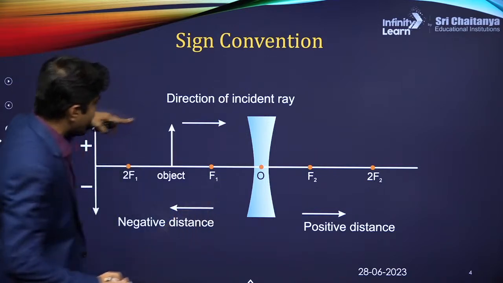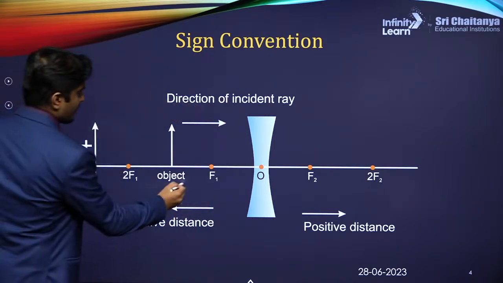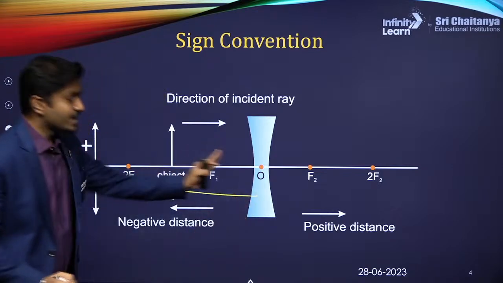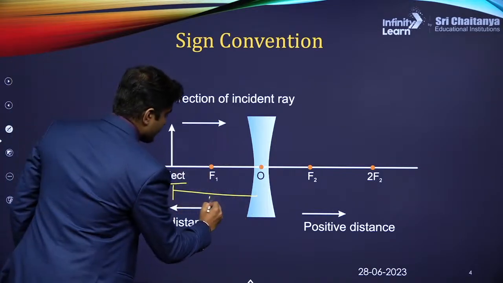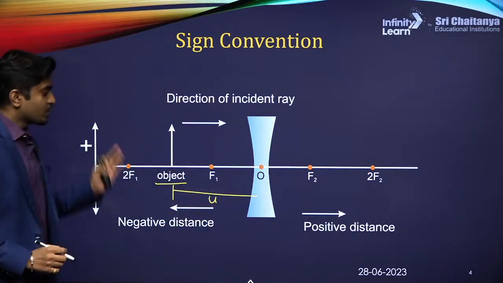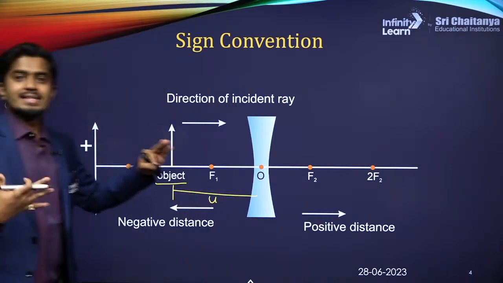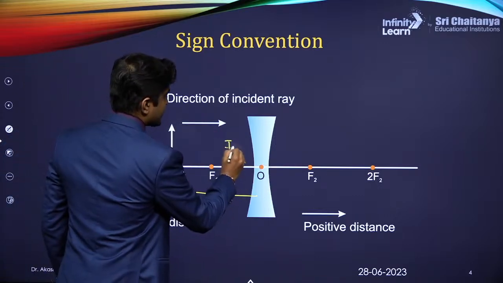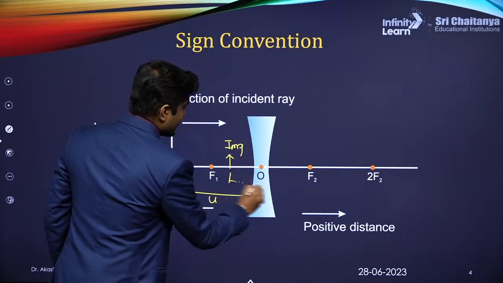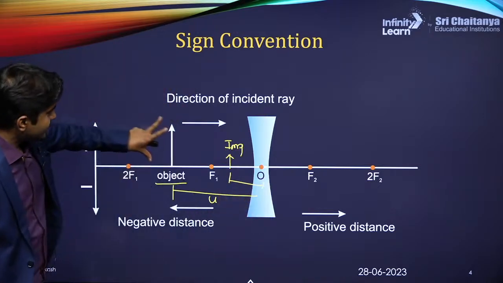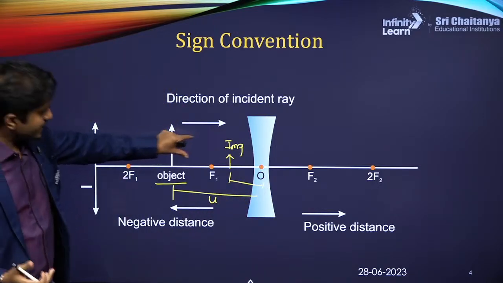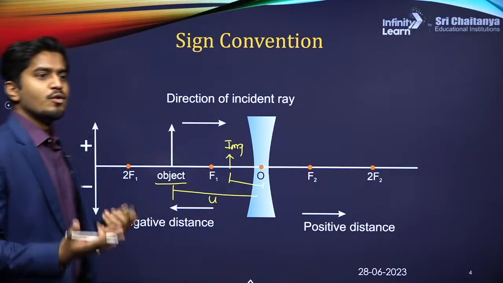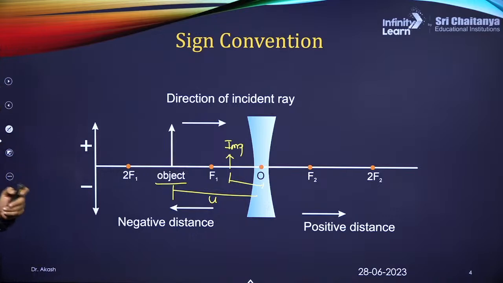So again, here we have a concave lens. Now this is the direction of the incident ray. There is our object. So this distance of the object from the optical center will become the object distance. Let's suppose for this lens the image is formed somewhere here. If this is the image, this would be the image distance. This height would be the height of the object, this height would be the height of the image. So this is how we figure out the sign convention.